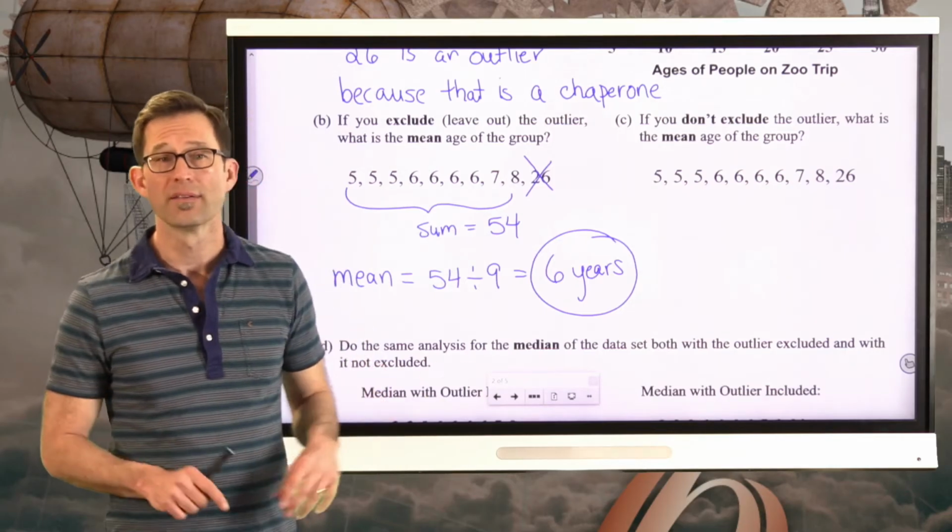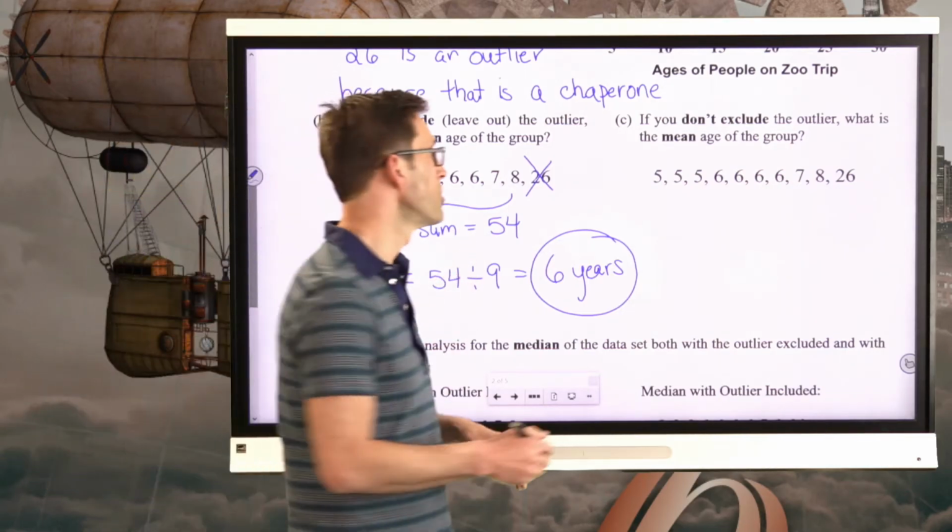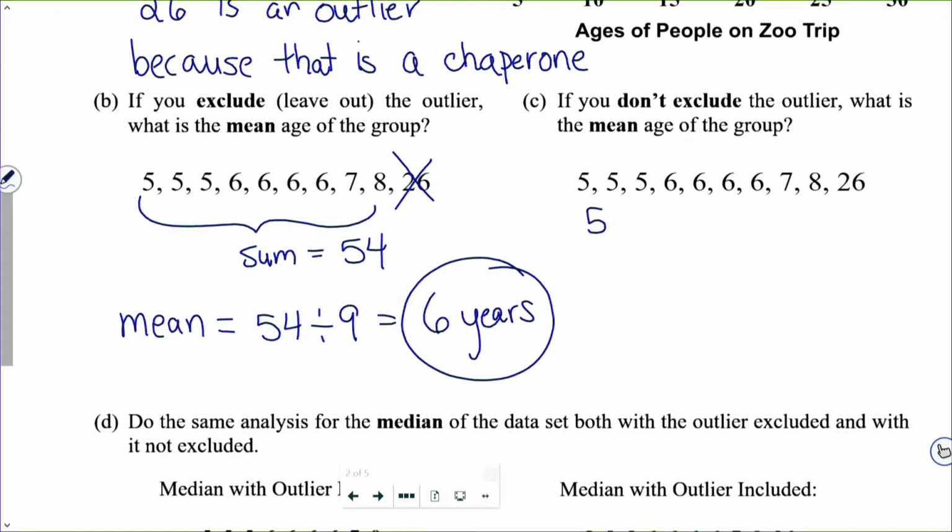All right, well again, I'm gonna take a little shortcut here because I already found the sum of the first 9. So I'm gonna take 54 and I'm gonna add my 26 to it, and that's gonna give me 80. So now my mean is gonna be 80 divided by 10, which is equal to 8.